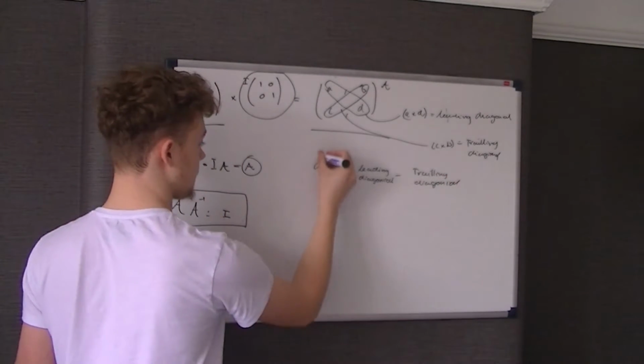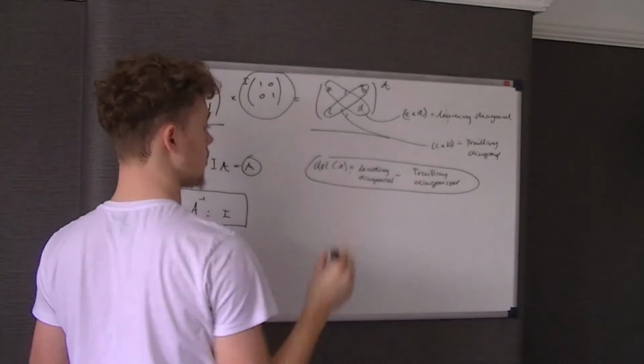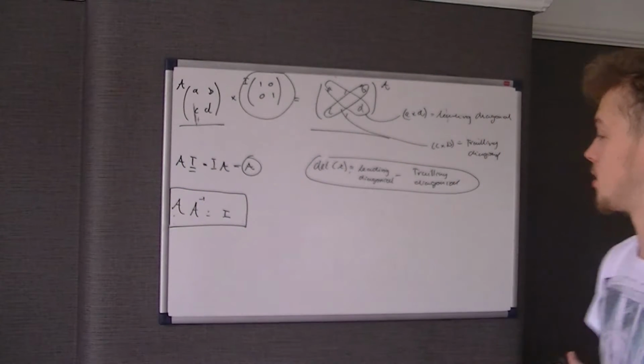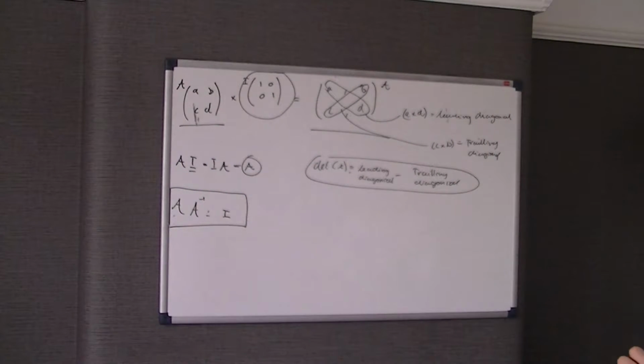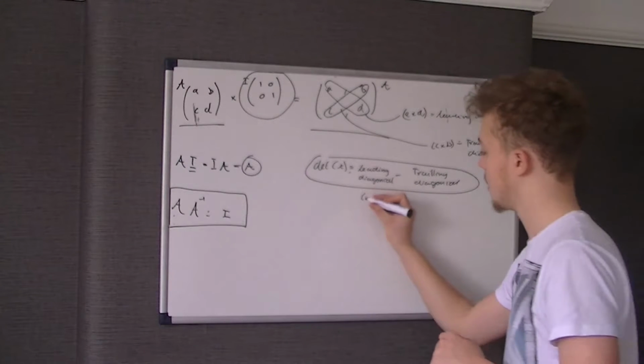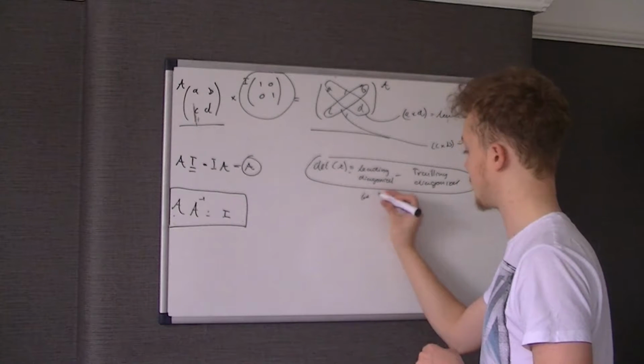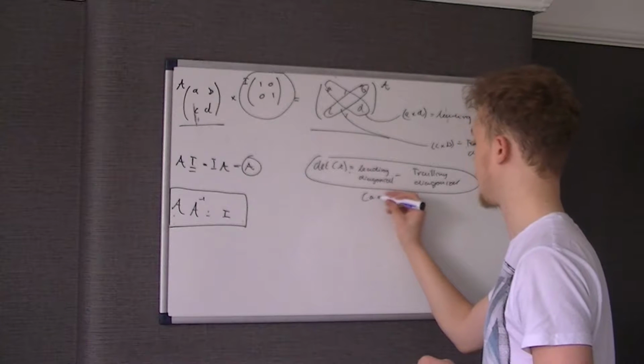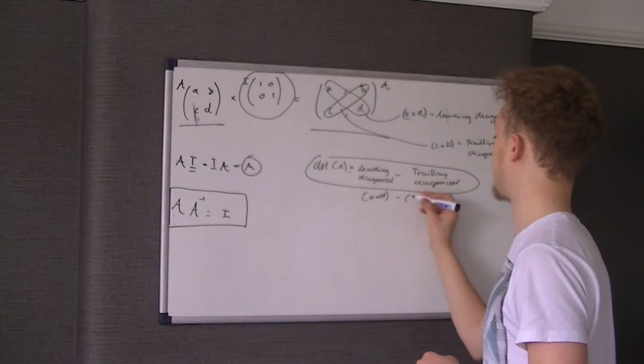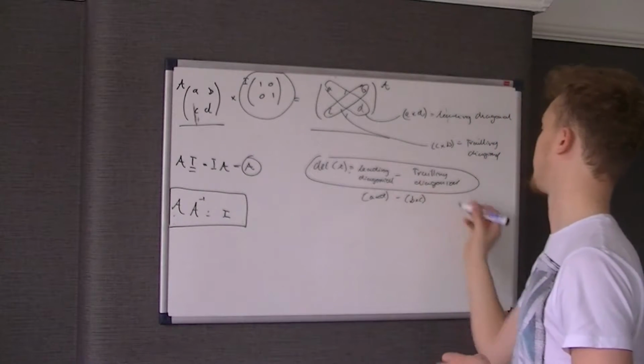Okay? So that's what the determinant of A is. It's the leading diagonal take the trailing diagonal. Sorry for the spelling there. So, how does this allow us to work? Obviously that's A times D, by the way. That's quite clearly A times D take B times C, or C times B, whatever.